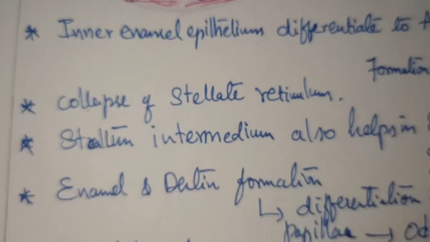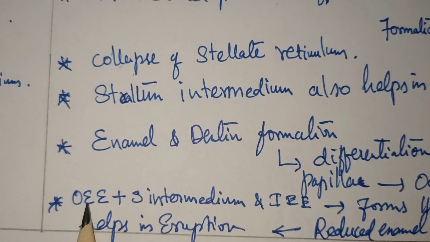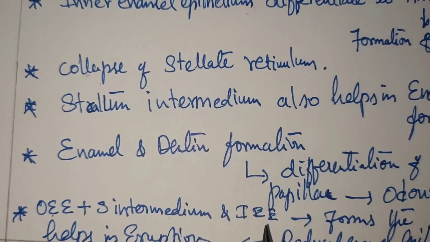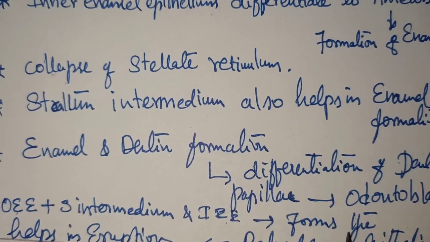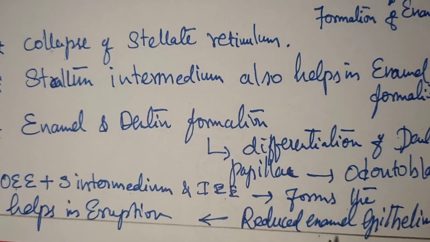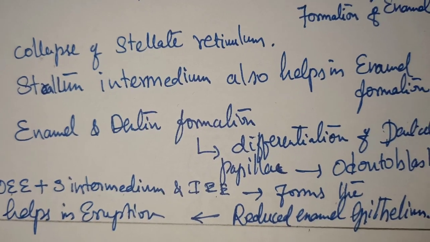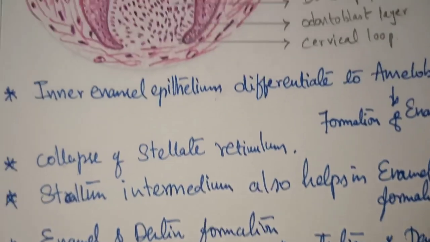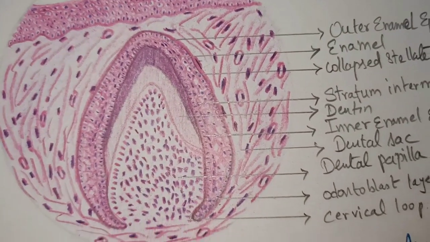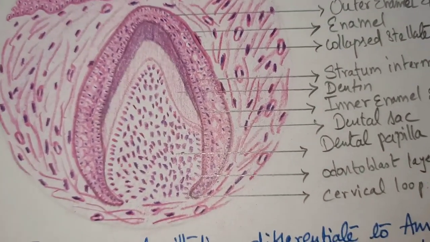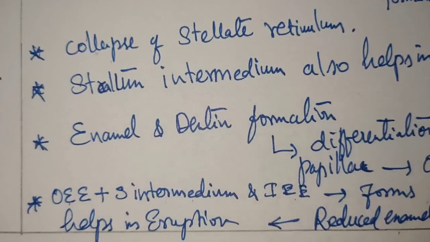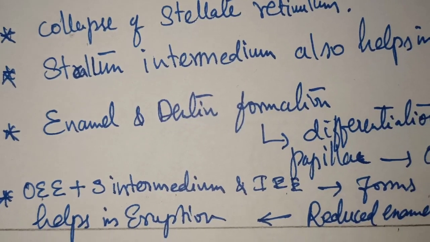Okay, the last portion I have written here. Outer enamel epithelium, stratum intermedium and inner enamel epithelium form the reduced enamel epithelium. This reduced enamel epithelium will be covering the crown portion of the newly formed tooth. Okay, that helps in the eruption stage. Okay, during the eruption, the reduced enamel epithelium will help.